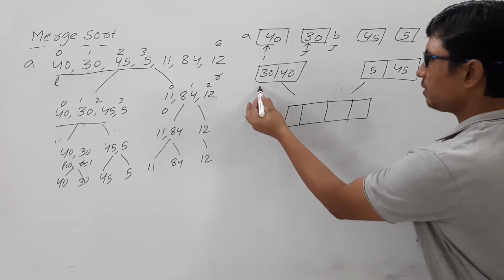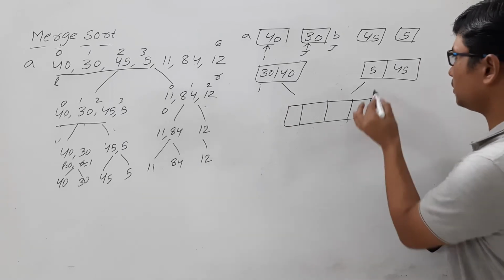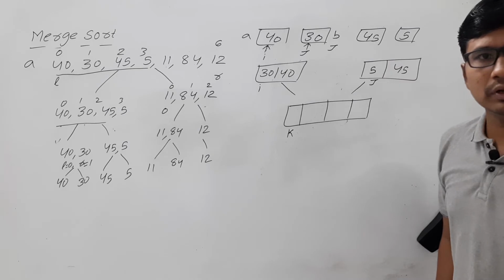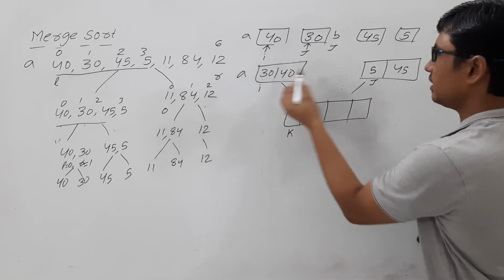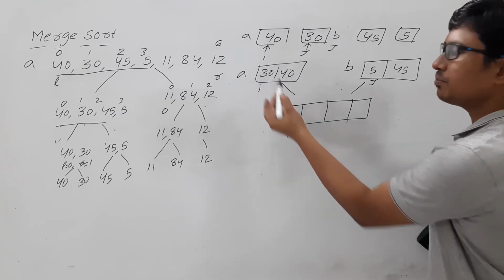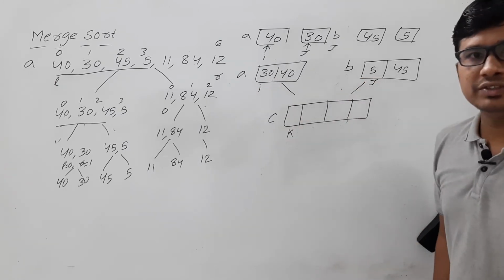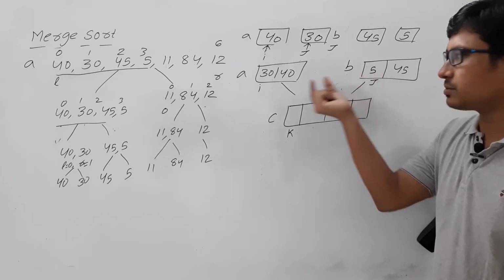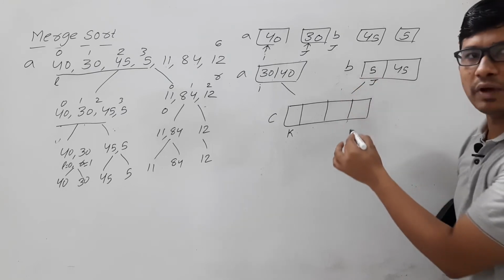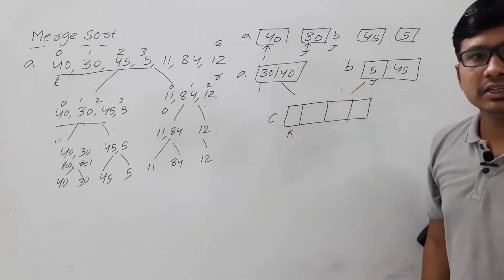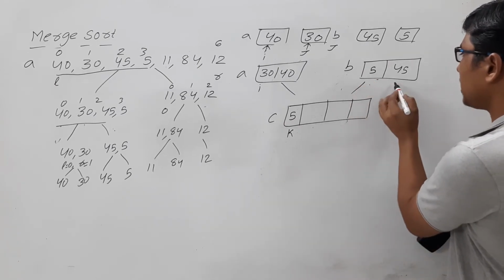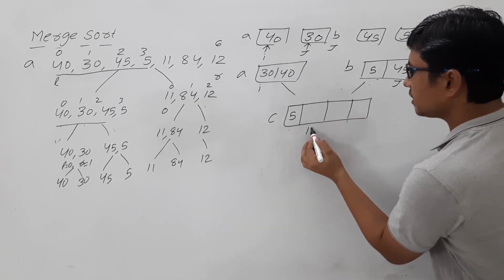Now I value I will initialize to 0 and J value also I will initialize to 0. Here I will take the K variable and initialize it to 0. This is array A, this is array B and this is array C. Now you need to compare A of I and B of J. Compare 30 and 5. Which is less? 5 is less. So you take the value B of J and place it in C of K. So 5 will come here. And you increment the J value and also increment the K value.